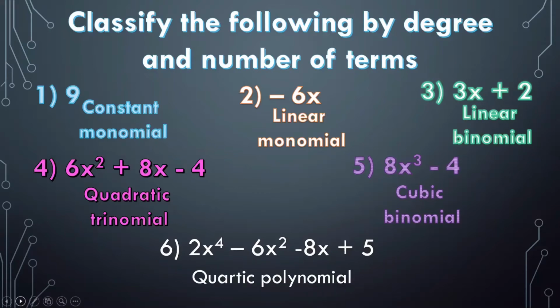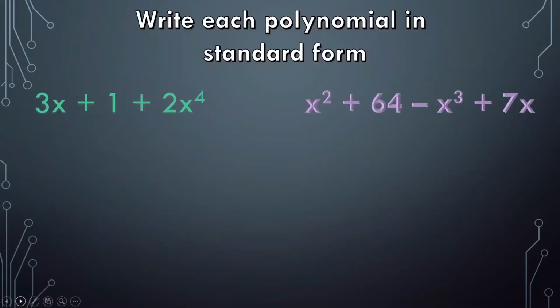So this is all vocabulary and being able to recognize it. So you've got to know your vocab on this topic. Okay, this is it for this topic. So right now I want you to pause the video and I want you to write each polynomial in standard form. Remember, standard form is when we order them from the highest degree down.